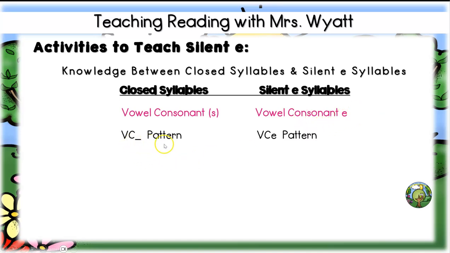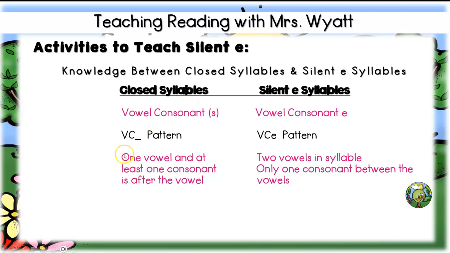So you have that VC pattern, and the line is here because in a closed syllable, you're going to end with a vowel and at least one consonant. It could end with more consonants, and that vowel is typically going to be short. There are some exceptions, but typically that vowel is going to be short and say its sound. And then in a silent E syllable, you're going to have that vowel consonant E pattern.